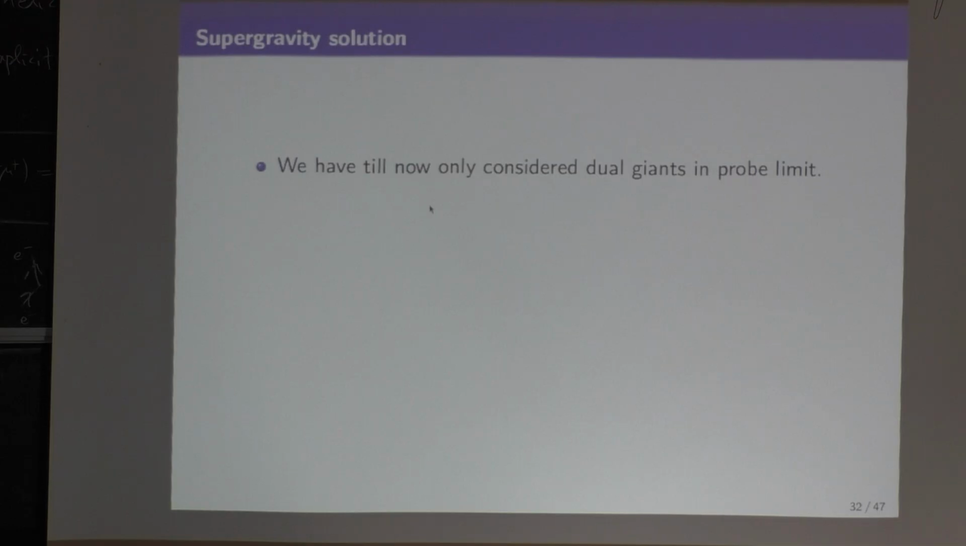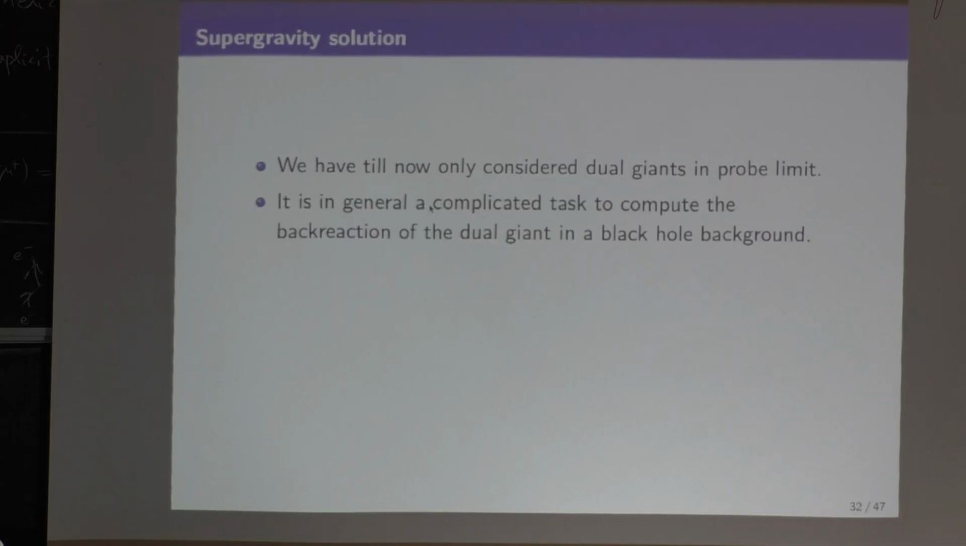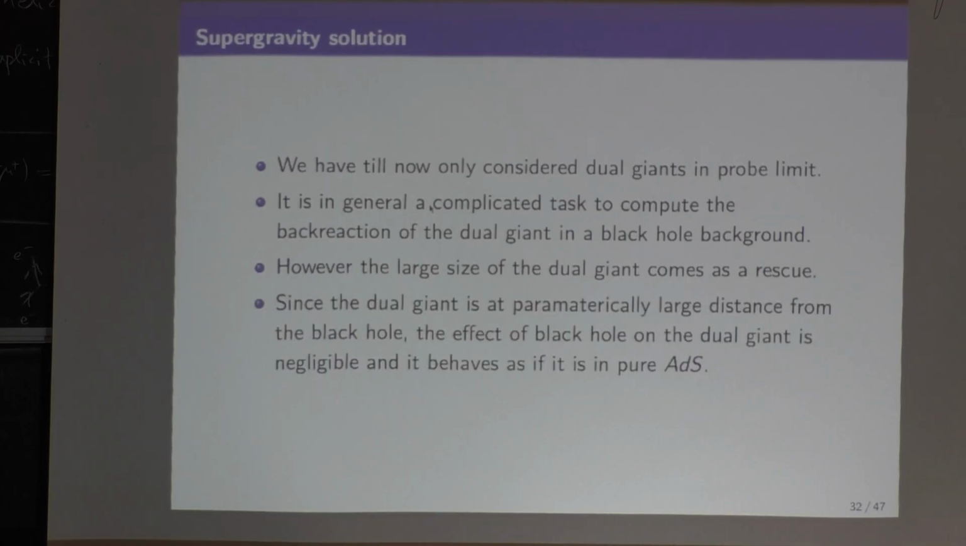So where we didn't take the back reaction of dual giants into account. However, since the dual giant is very large and it's very far from the black hole, we can actually very simply find the back reaction of the dual giant graviton. In fact, we can treat the dual giant gravitons as if they are almost in AdS space and then find their back reaction, and then there will be further corrections which are suppressed in 1 over N.